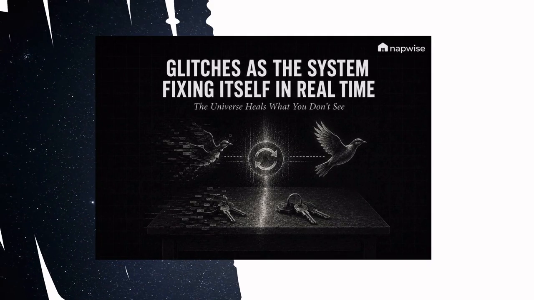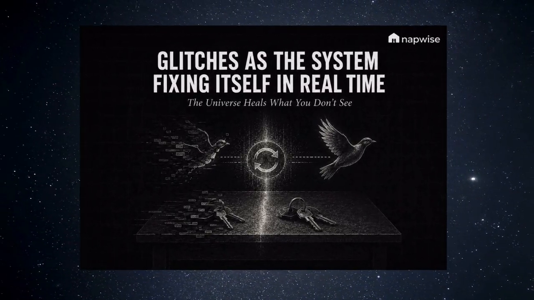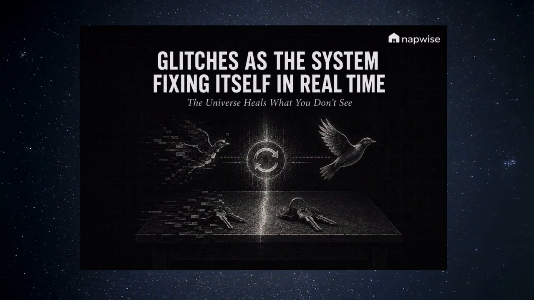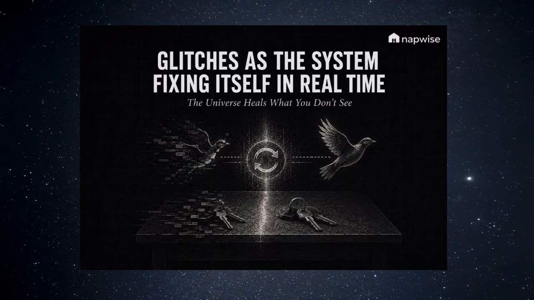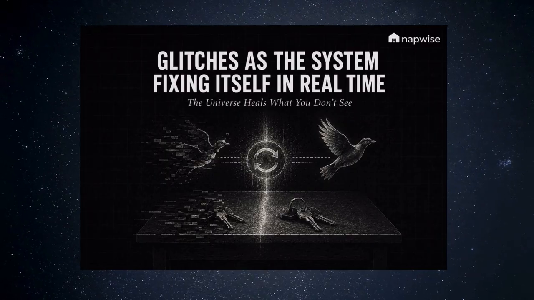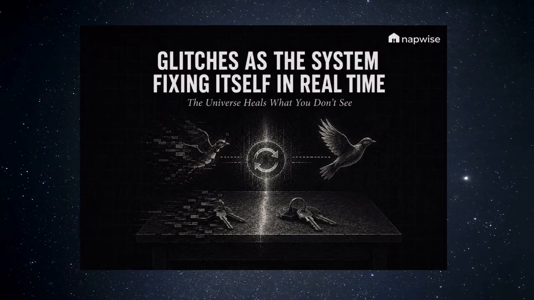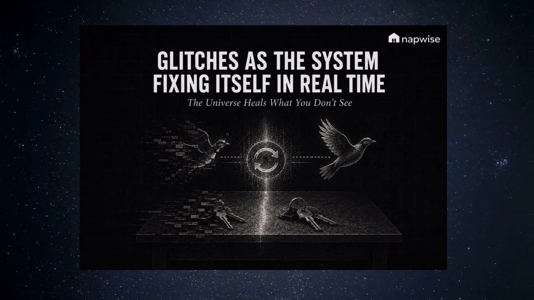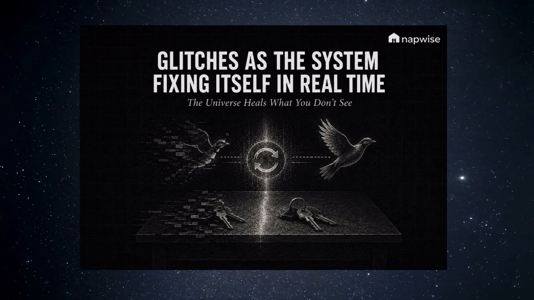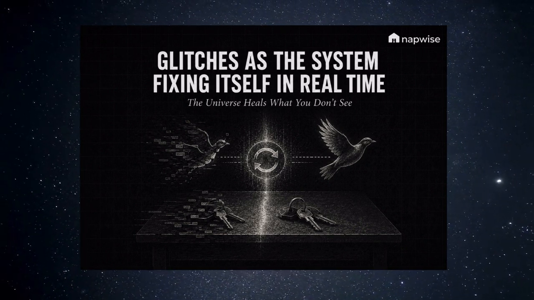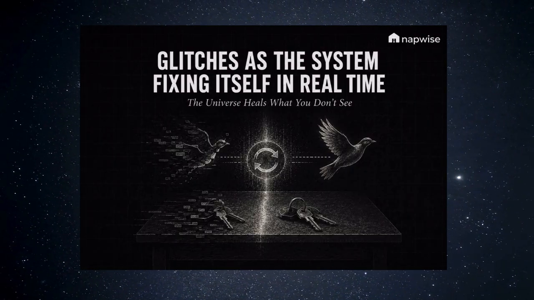Glitches as the system fixing itself in real time. Your keys weren't on the counter. You checked. You came back a minute later and there they were, exactly where you had first looked. Or a bird seemed to freeze mid-flight for a fraction of a second before continuing as though nothing had interrupted it. Or a shadow curved in a direction that didn't match the object casting it. You blinked, and everything was perfectly normal. You were left wondering what you actually saw. What you caught was the repair protocol running.